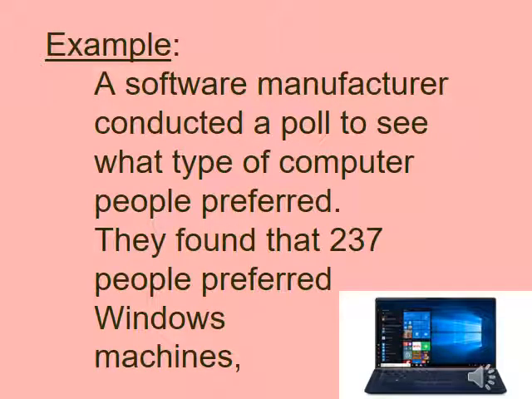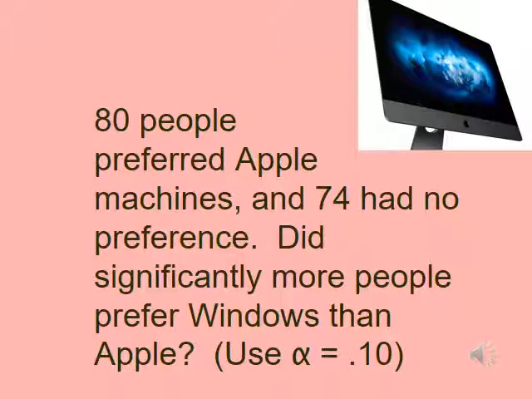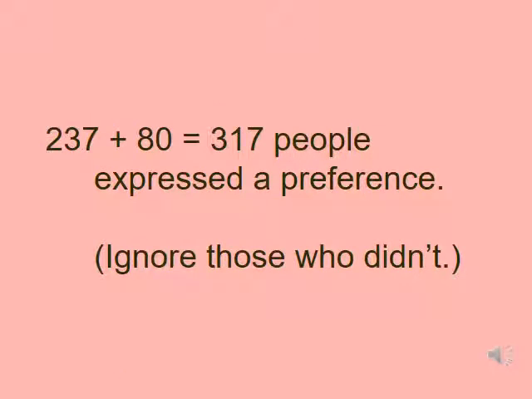It says a software manufacturer conducted a poll to see what type of computer people preferred. They found that 237 people preferred Windows machines. 80 people preferred Apple machines, and 74 had no preference. Now again, those no preference people we're not even going to think about, because if they couldn't make a decision, we don't care for a sign test. The question is, did significantly more people prefer Windows than Apple? And again, I totally ignore the people that didn't have a preference.